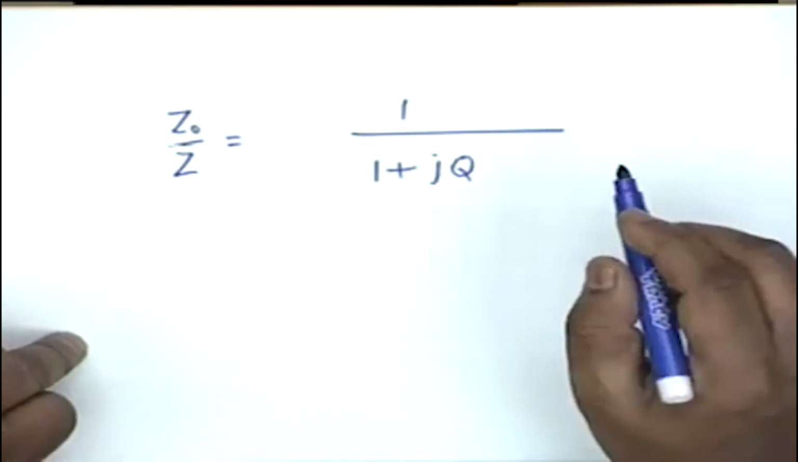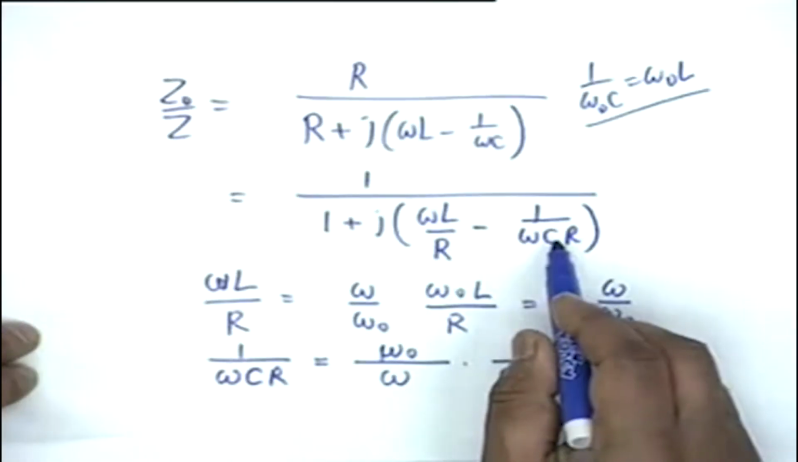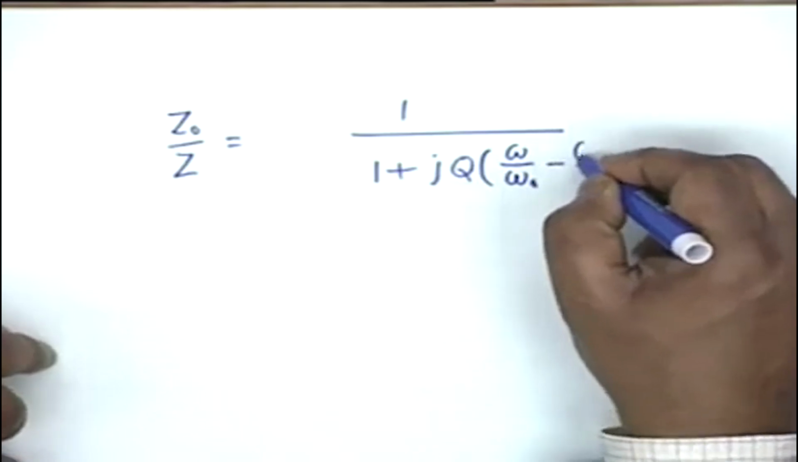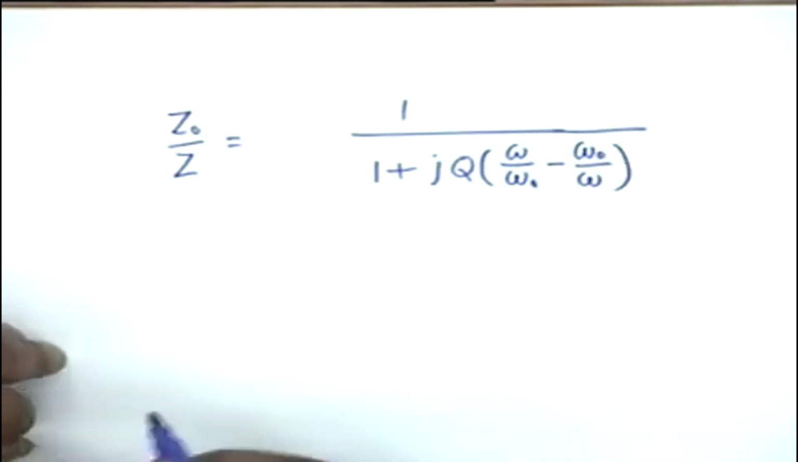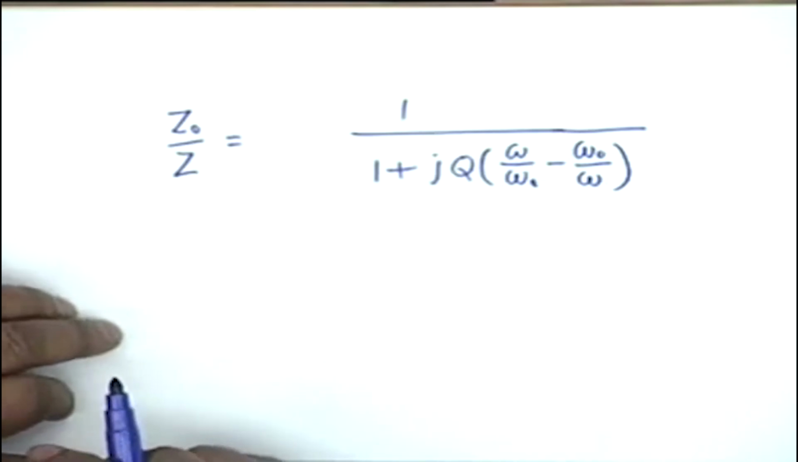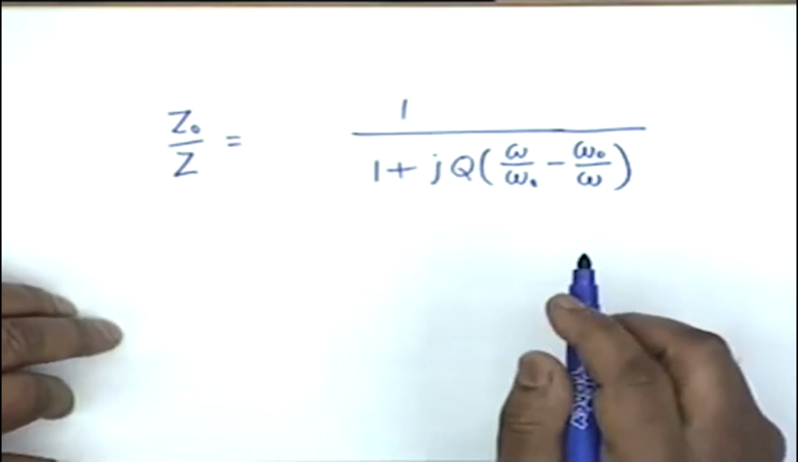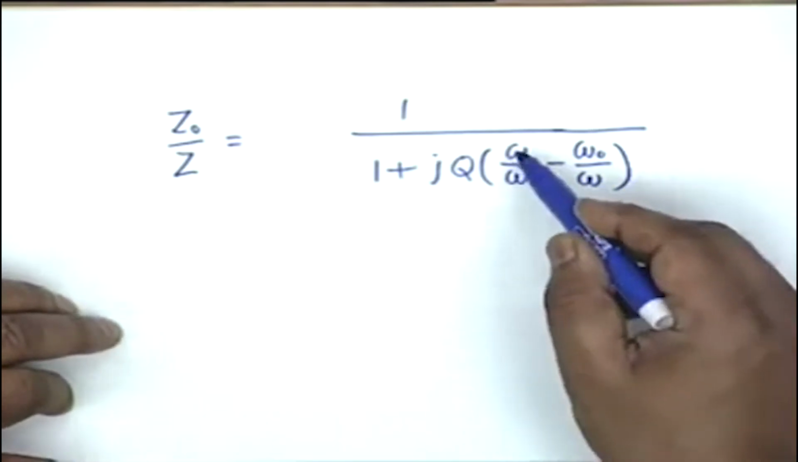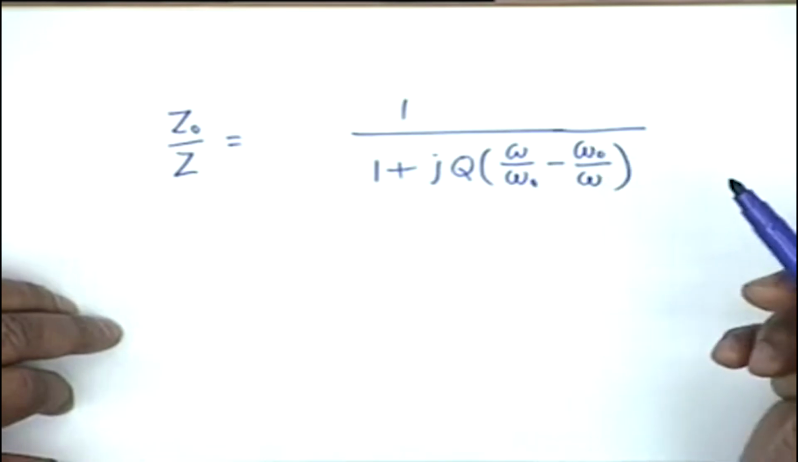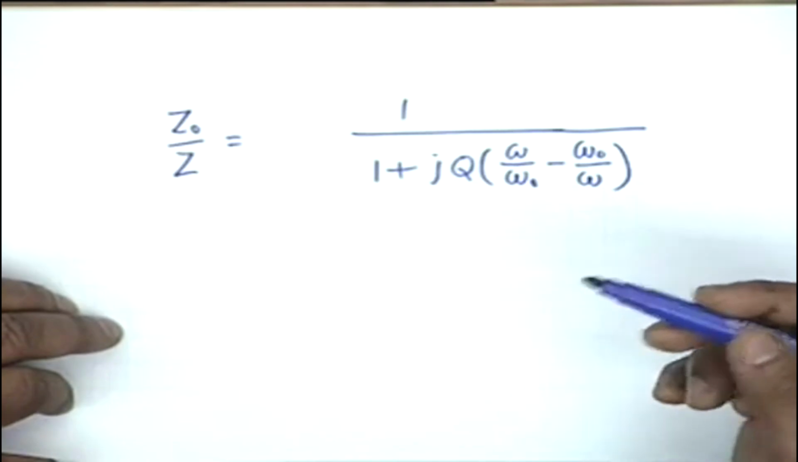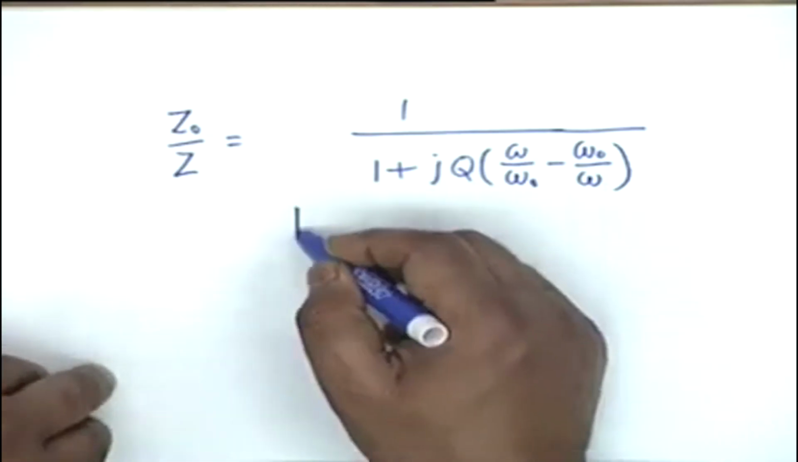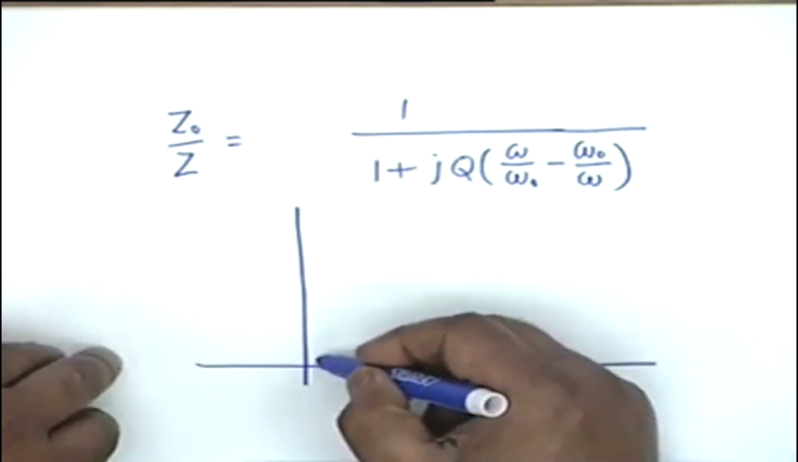From both of these terms I can take Q out, and then I write omega by omega 0 minus omega 0 by omega. Alright, I can do that. Now obviously this will have a maximum when omega by omega 0 equals omega 0 by omega. That means when omega equals omega 0, the maximum value is 1. This is independent of the actual values of resistance, inductance and capacitance. And in that sense it is a universal curve. The curve will go like this.